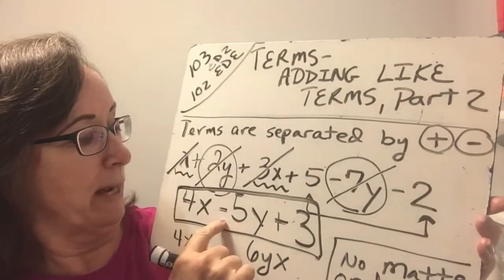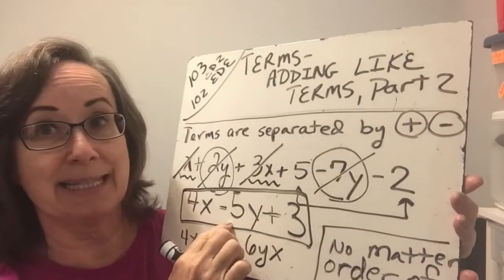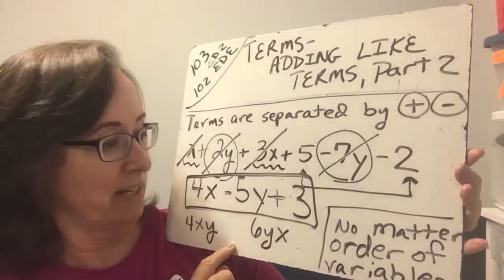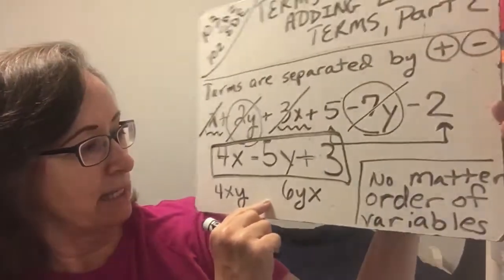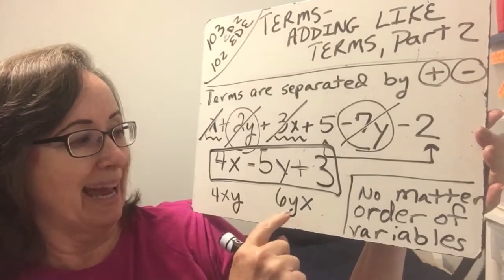So 4X minus 5Y plus 3. Okay, so that is the simplified equation where we have already added like terms. Now, let's look at these two terms down here at the bottom. We have a 4XY and a 6YX.